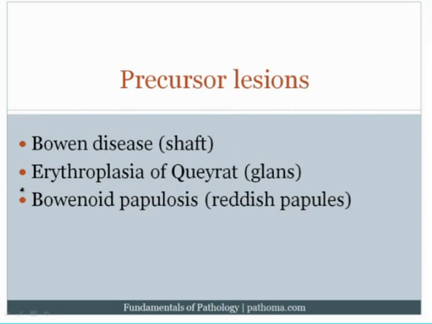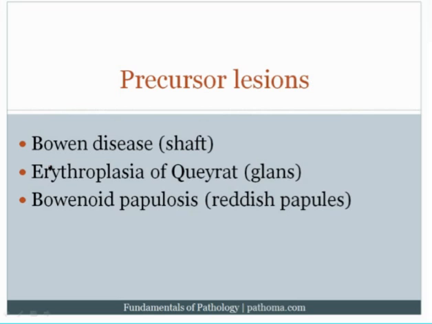Now, there are some precursor lesions to squamous cell carcinoma that are high yield for exams. The first is called Bowen disease, and the way this presents is in situ carcinoma. So you have in situ carcinoma that presents as leukoplakia, or a white plaque on the shaft of the penis, and that's called Bowen's disease. You would do a biopsy and you would see malignant cells that have not yet invaded the basement membrane, and that histology is important as well.